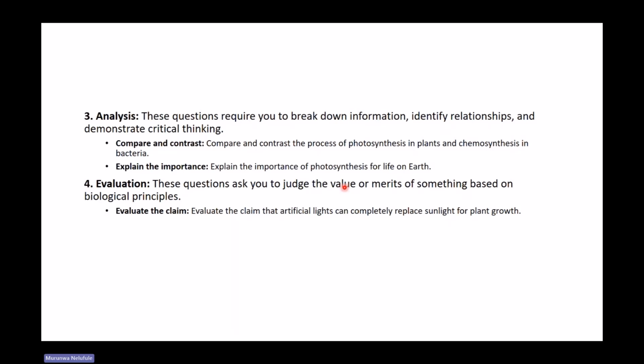The other category will be evaluation. This question asks you to judge the value or merits of something based on biological principles. For example, evaluate the claim that artificial lights can completely replace sunlight for plant growth, or how important artificial lights are in chicken farming, and all that kind of thing.